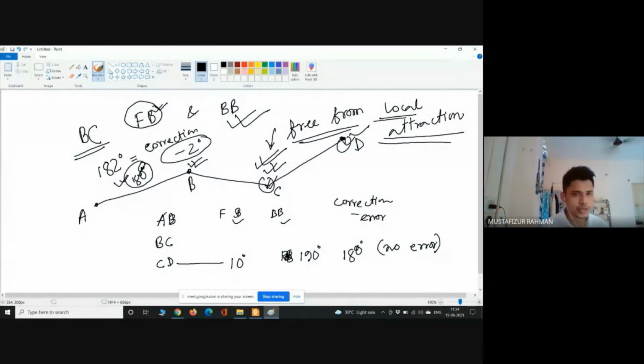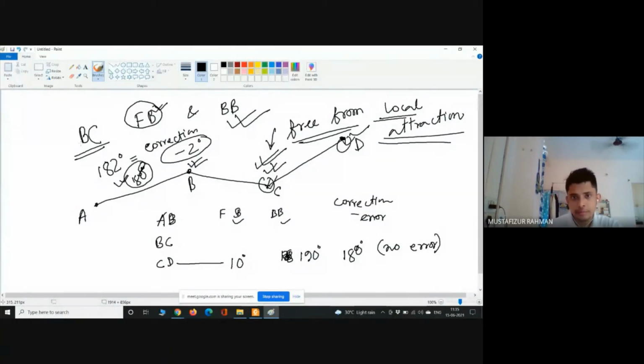Because in the book's numerical, most of the time, we will be given at least one line where there is perfectly 180 degree difference. And from there, we can calculate the other values, considering that, okay, in the CD line, the difference of back bearing and forward bearing is exactly 180 degree. So these measurements are correct. C point and D point are free from local attraction. And then from there, we will carry out the other values.